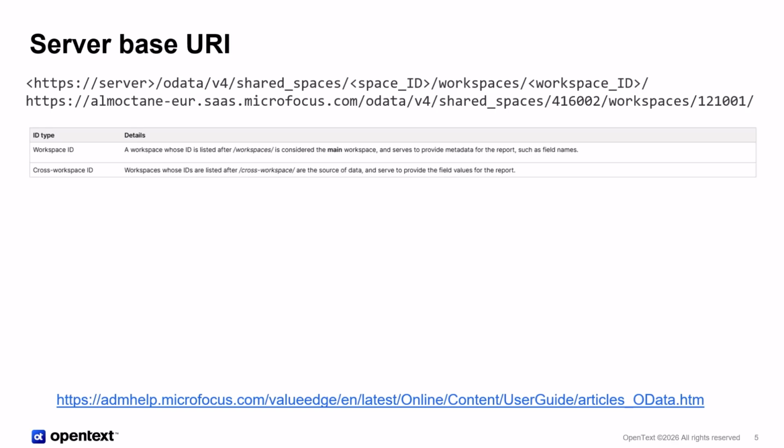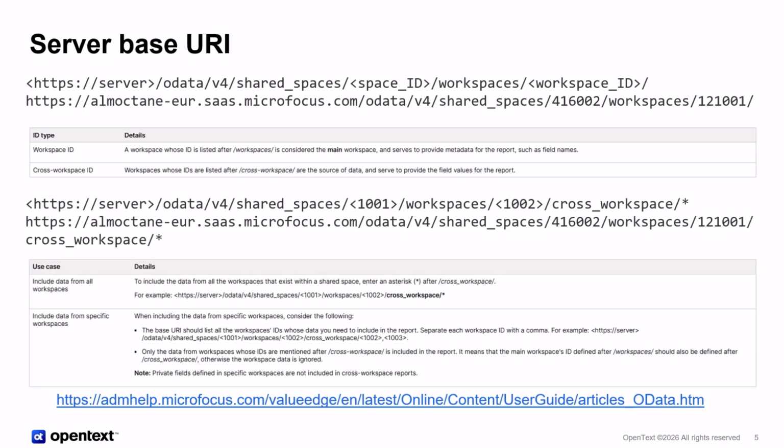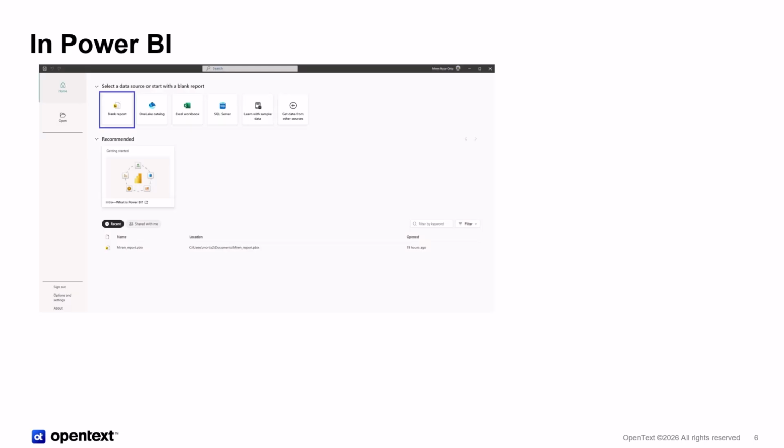Therefore, we will construct the URL as shown. If we want to display information from multiple workspaces, we will add the suffix cross workspaces and the IDs. However, if we want to display information from all workspaces within the shared space, we will use the suffix cross workspaces followed by a /**. We already have the URL we're going to use, so let's go into Power BI to configure data access.